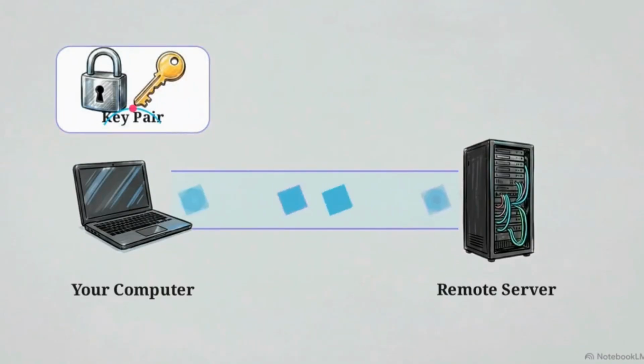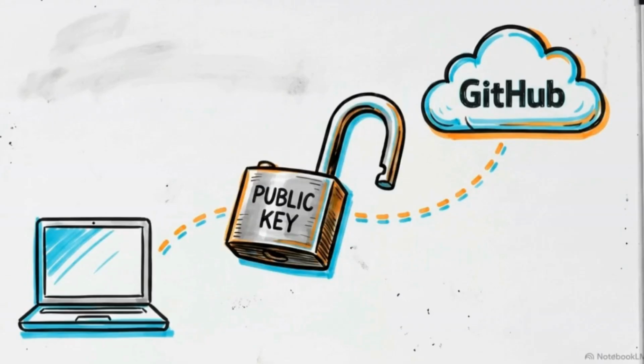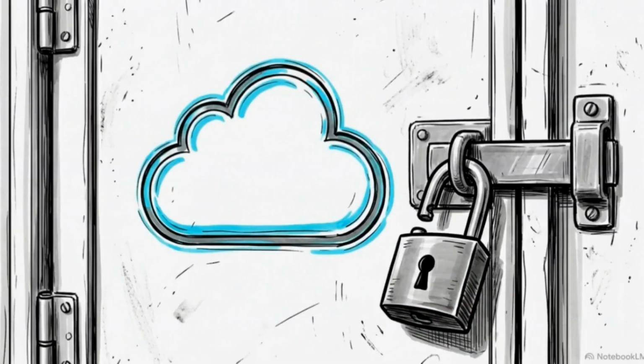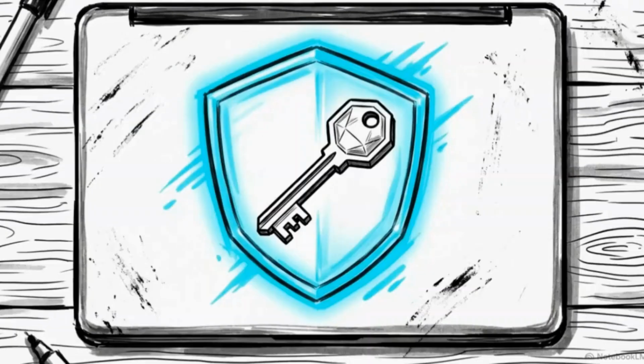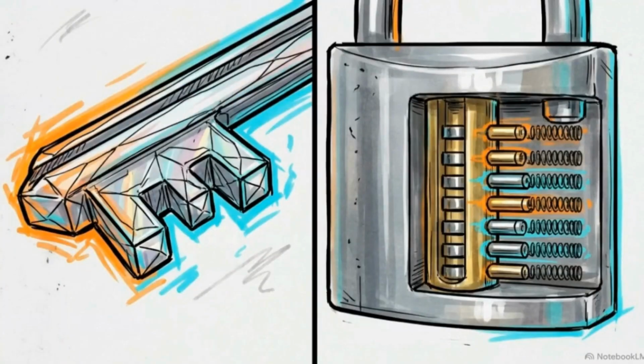This diagram shows how the system generates two pieces of data that are mathematically linked. One acts as a receiver, and the other as the only valid sender. We take the first piece, the public key, and give it to GitHub. This is like an open padlock that we leave on GitHub's front door. Anyone can see it, but it only works for one person. The second piece, the private key, stays on your laptop. It never travels over the internet. It is the specific mathematical proof that matches the padlock you left on the server.